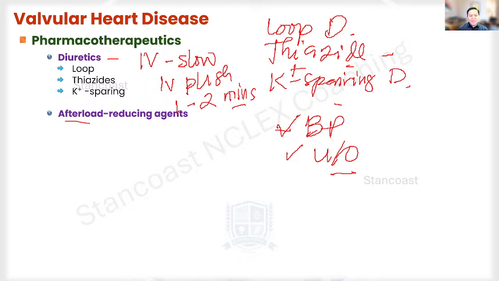Afterload reducing agents. So basically, what we are looking for here are those known vasodilators to decrease the systemic vascular resistance, to decrease the workload of the left ventricle against that high pressure. So what are those medications? Well, this includes the ACE-I, or the ACE inhibitor. So what is that? This comprises the lisinopril, captopril, enalapril, those pril medications.